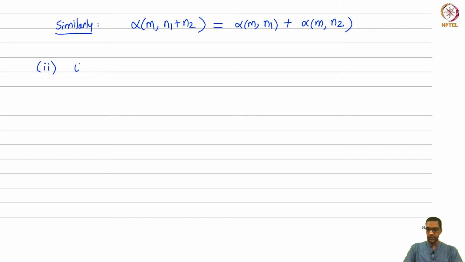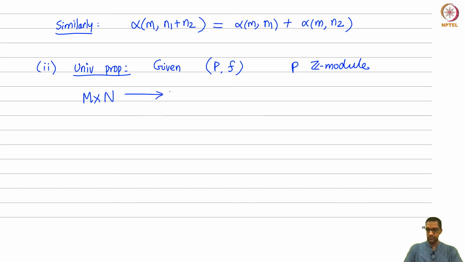Okay, let's check the universal property. So what do we need to do? We need to start with some pair P comma F. Given P, F, P is a Z module. And what is F? F is a map from M cross N to P, which is bilinear. F should be a bilinear map, Z bilinear.